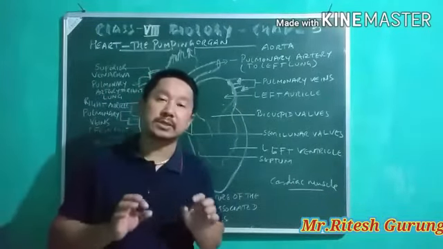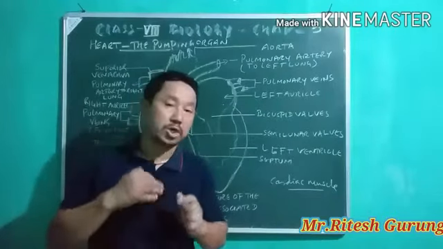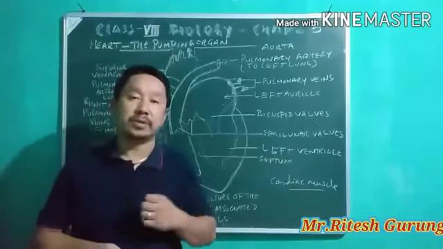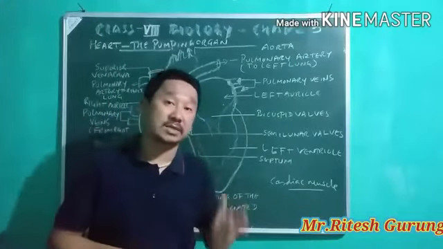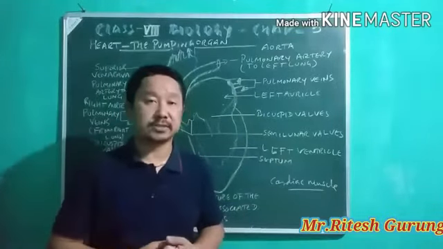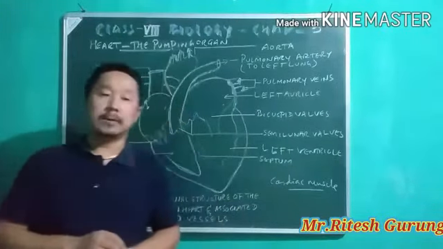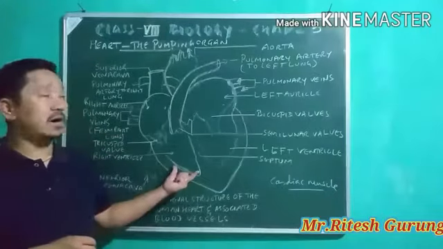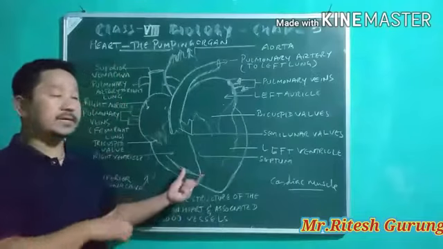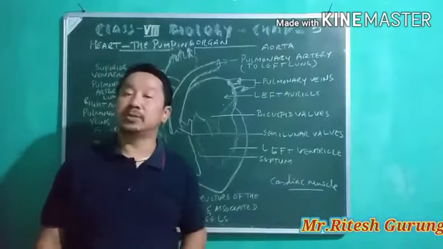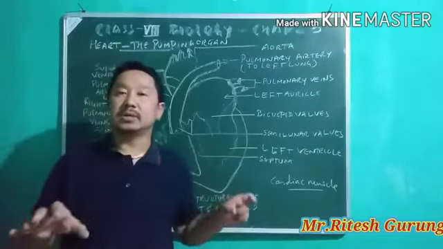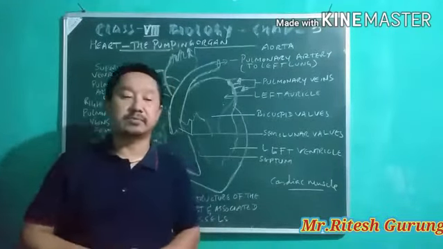It always relaxes and contracts continuously till we breathe, that means till we take the last breath. It continuously relaxes and contracts. Then the main function of this heart in the circulatory system is to receive the blood and distribute the blood to different parts of the body.